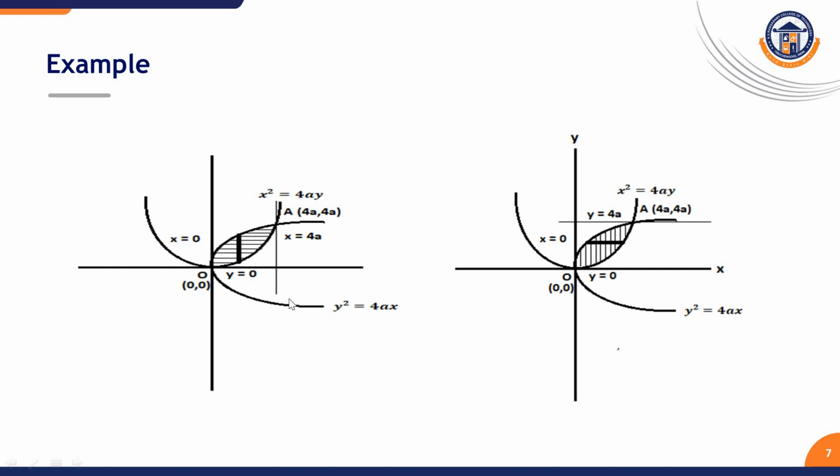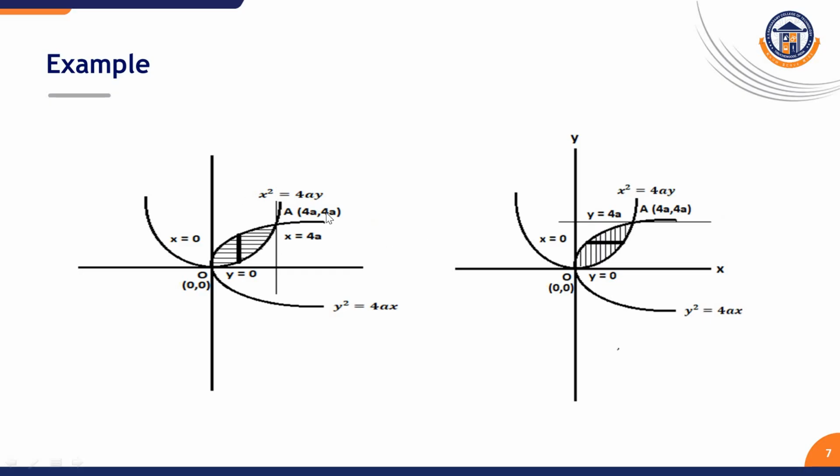Here the path is a vertical path. So in the required area, we have to find the strip. The strip is also a vertical strip. Changing the order of integration is nothing but the vertical path is converted to a horizontal path and the vertical strip is converted to a horizontal strip.